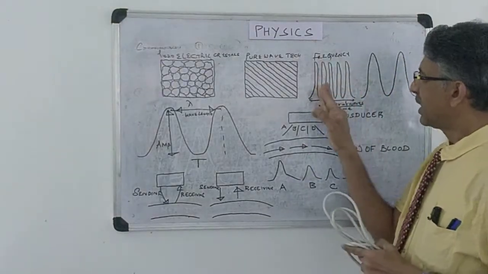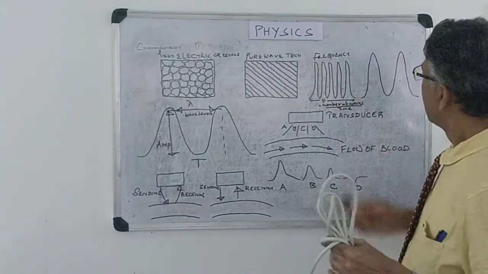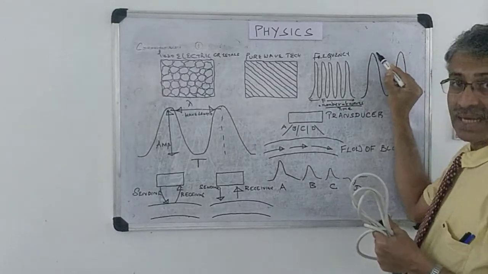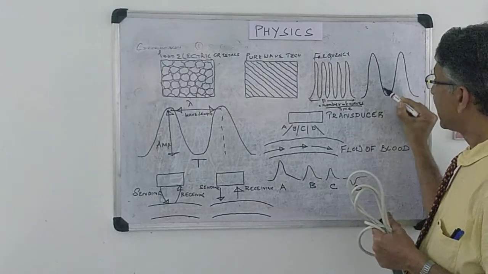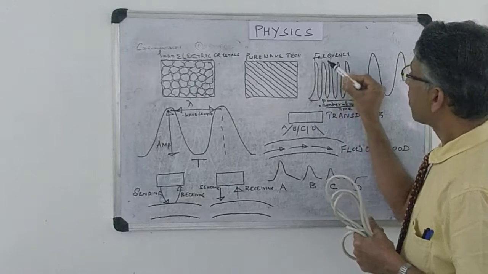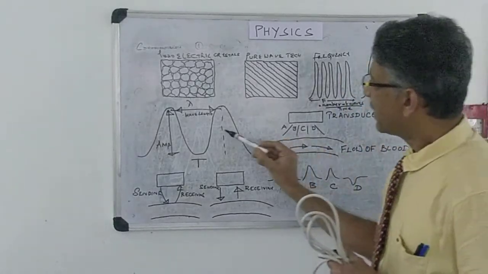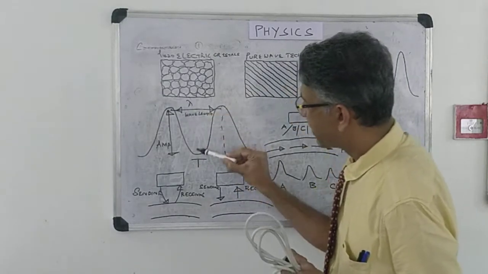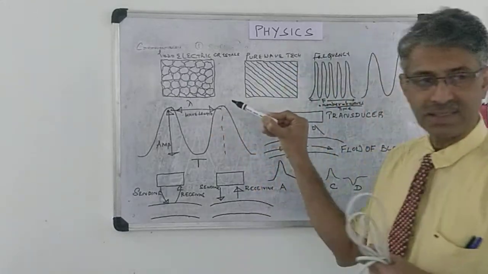It has got two things. One is called the compression part. This is the compression part where all the sound particles are aggregated, and here it is separated. This is called rarefaction. And the frequency is nothing but the number of waves per time. If you look at the wavelength, this is the peak, this is the trough. Between the two peaks of the wave is called the wavelength.